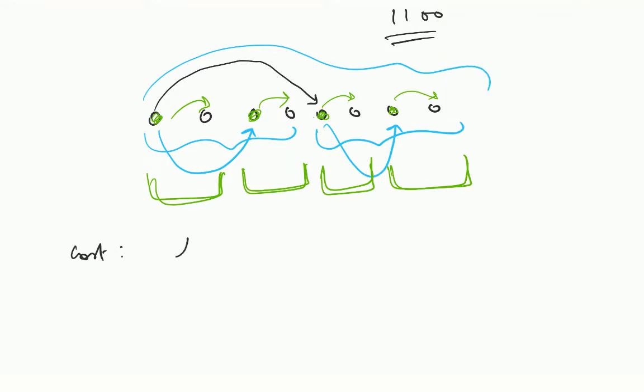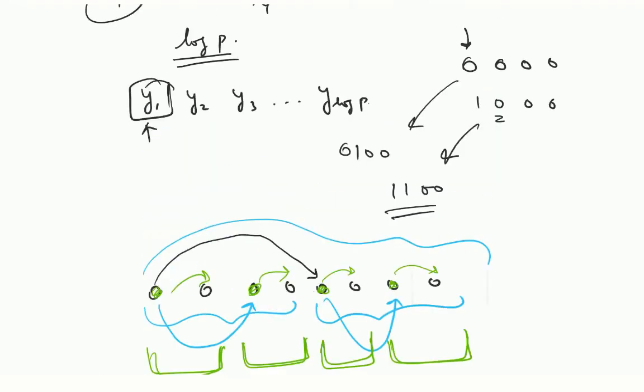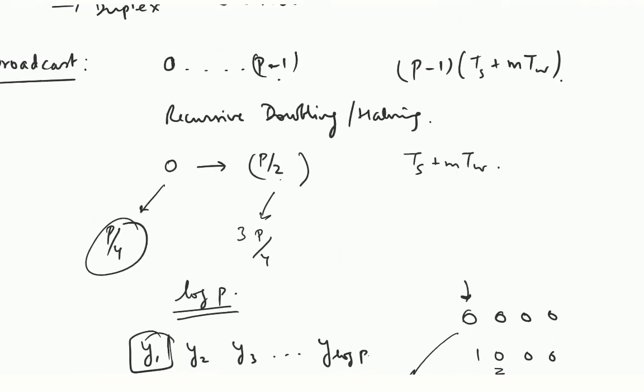So the cost will be, there will be log p rounds, and in each round, what is the cost? The cost is Ts plus mtw, right? Because again we are assuming a clique. So any two nodes communicating, as long as the same node is not sending twice or receiving twice, the cost will be Ts plus mtw. Okay. So that's the cost of doing a broadcast using recursive doubling, right?